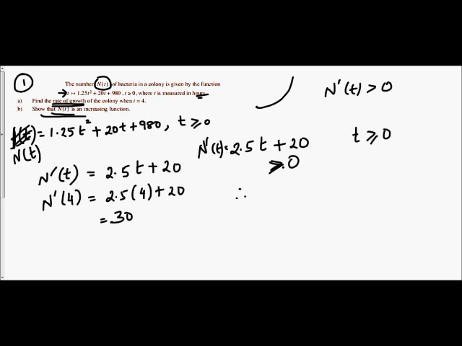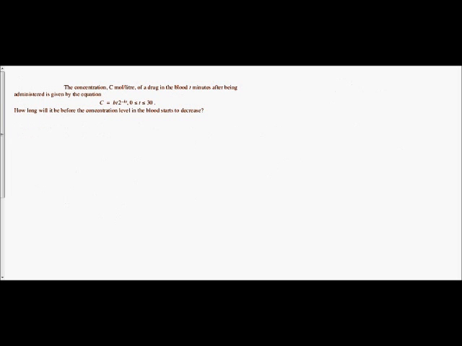Therefore, it is increasing. Okay, the second question here would be: the concentration C mole per liter of a drug in the blood t minutes after being administered is given by this equation. C is equal to B times t times 2 to the power of minus kt, where t is between 0 and 30 minutes. You know that it is in minutes.